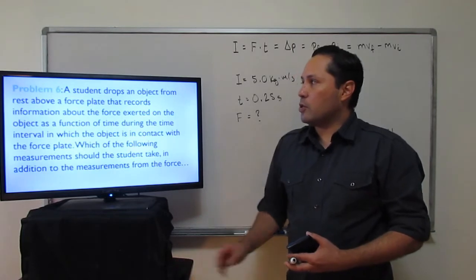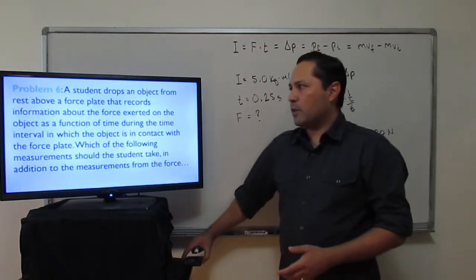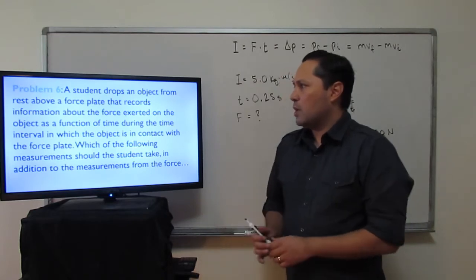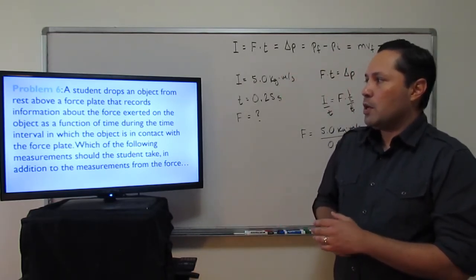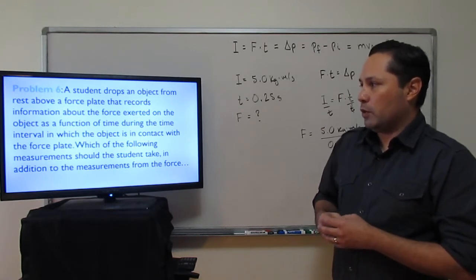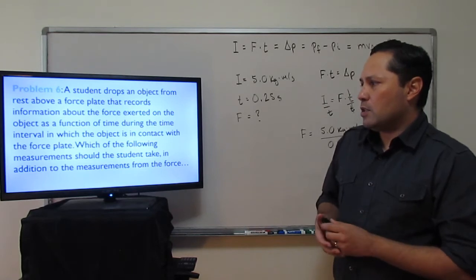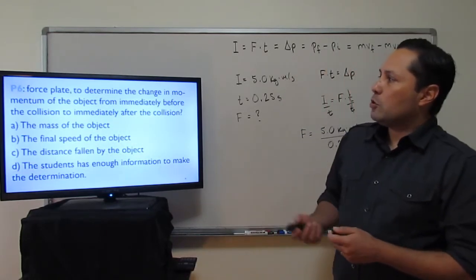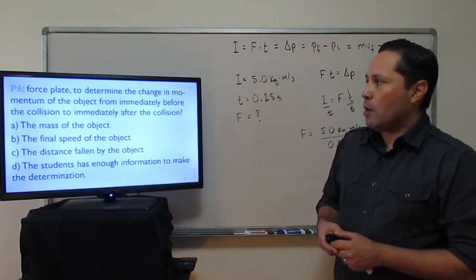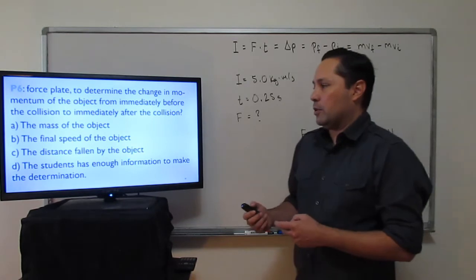Problem number 6 says a student dropped an object from rest above a force plate that records information about the force exerted on the object as a function of time during the time interval in which an object is in contact with the force plate. Which of the following measurements should the student take in addition to the measurements from the force plate to determine the change in momentum of the object from immediately before the collision to immediately after the collision?